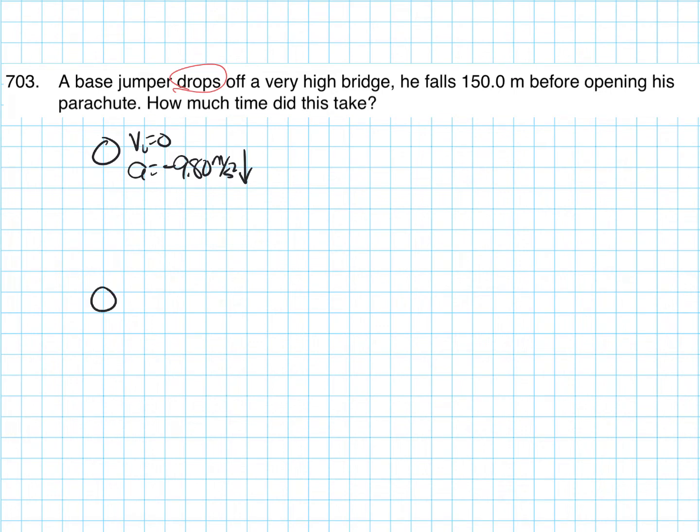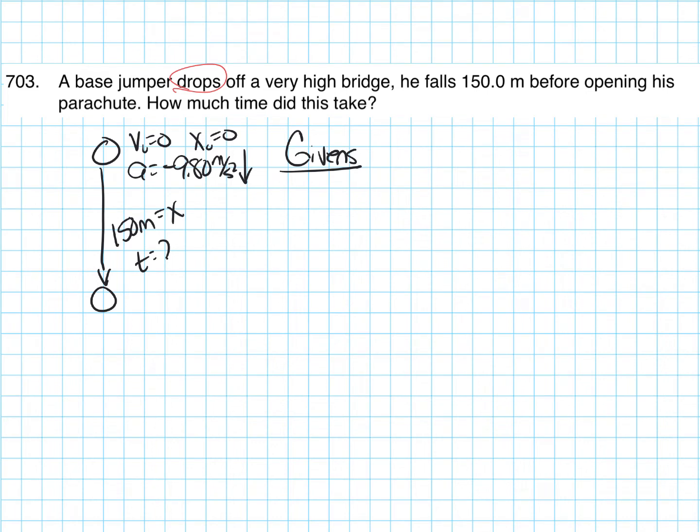And then it's going to fall 150 meters here. 150 meters, that's going to be my distance that he falls. And where he starts, we're just going to call that x naught equal to 0. And I want to know how much time all this took. Great. All right, let's see. Let's start with the givens. So what variables or unknowns am I given here?